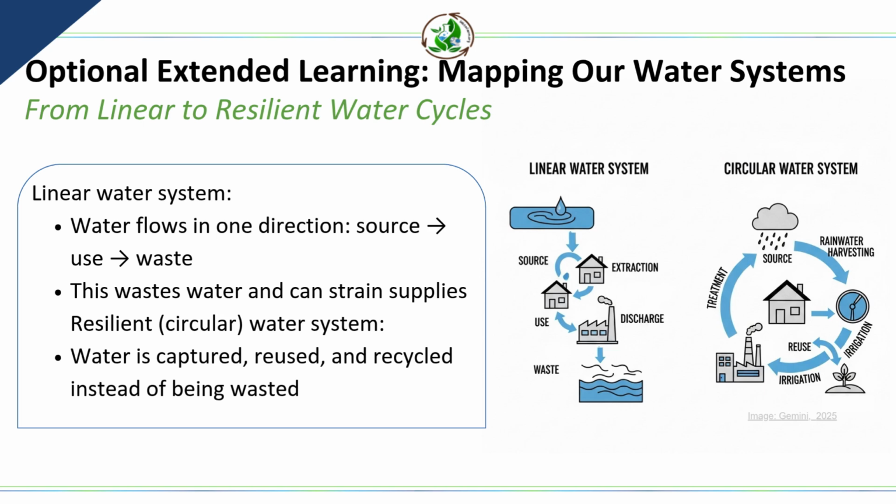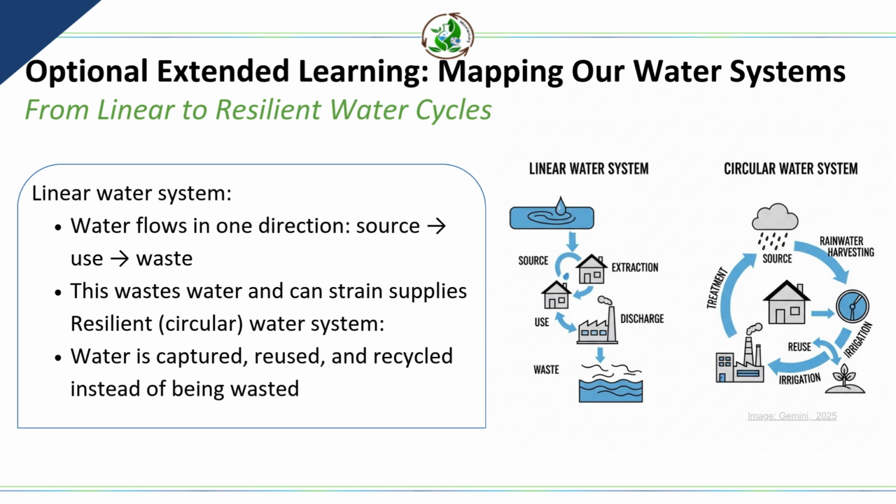Next, let's compare two types of water systems. A linear water system moves water in one direction, from source to use to waste. This often wastes water and can put a strain on supplies. In contrast, a resilient or circular water system captures, reuses, and recycles water instead of letting it go to waste.